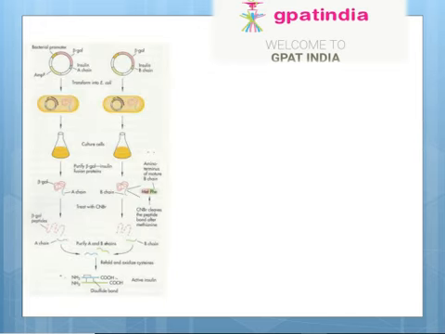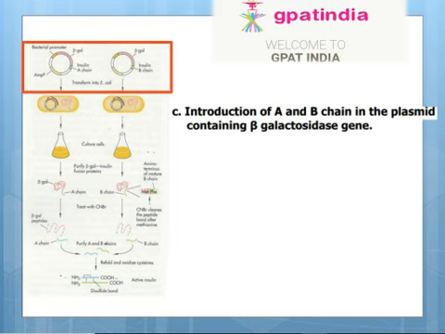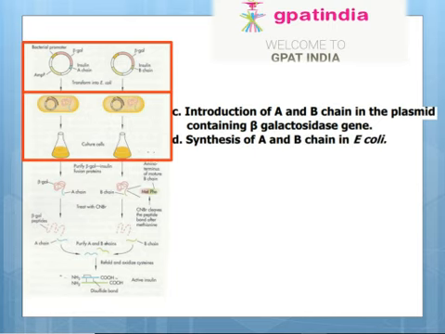Let's see the correct way. So this is the biosynthetic pathway, or the manufacturing process, of recombinant DNA. First we introduce the A and B chain into the plasmid containing the beta galactosidase gene. Then these plasmids containing the genes are transferred to the E. coli to get synthesis and grow much more.